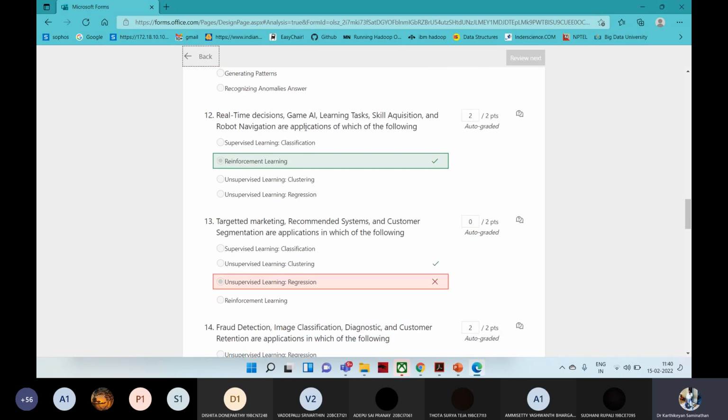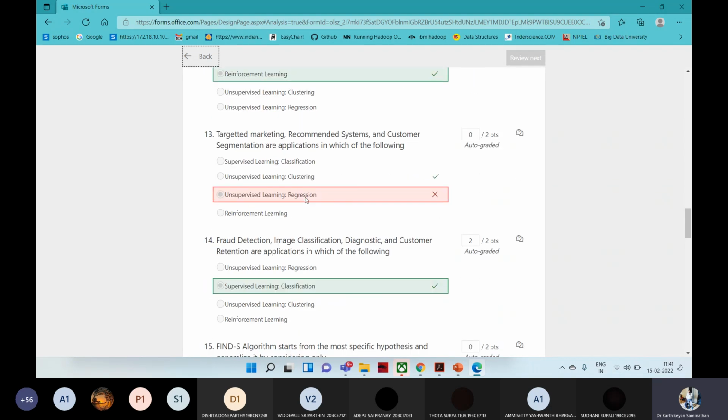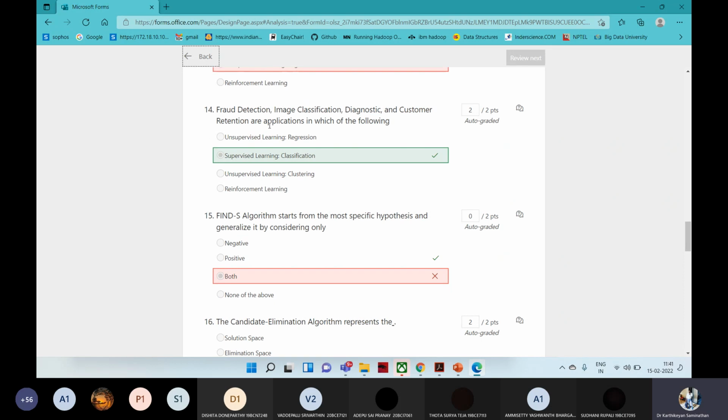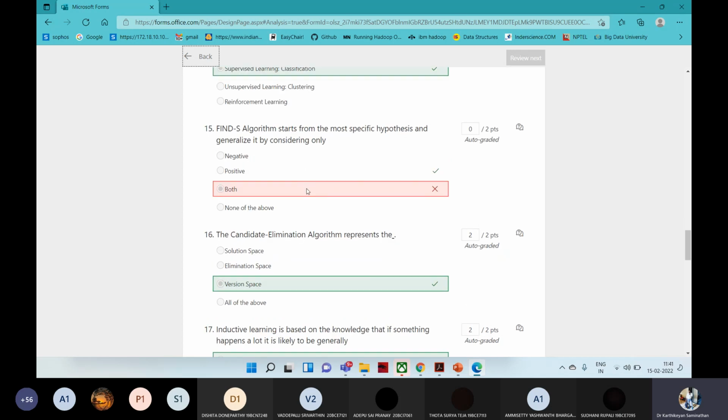Real-time decisions, game AI, learning tasks, skill acquisition, robot navigation: these are applications of reinforcement learning. Very good. Targeted marketing, recommendation systems, customer segmentation are applications of unsupervised learning. So all the movie recommendation systems and other recommendation systems come under unsupervised learning. Fraud detection, image classification, mail classification all come under classification, which is supervised learning.